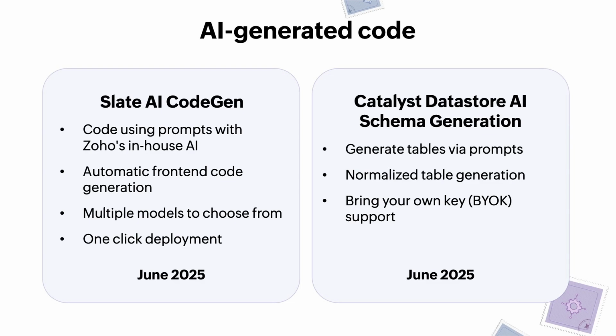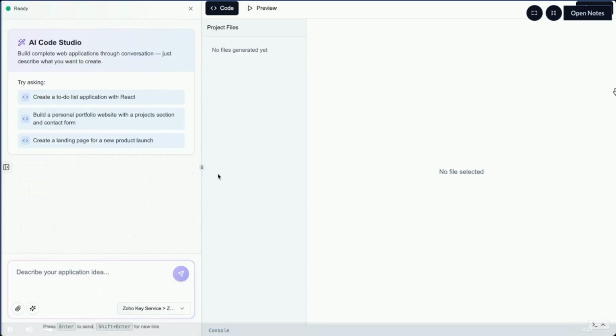We're also bringing automated code generation to the Catalyst data store so that you don't need a DBA anymore, or you don't need to go and Google how do I most effectively create this database. You give a prompt and it will give you the entire data structure that you can implement as a table. Here's a video of the Slate AI code gen in action.